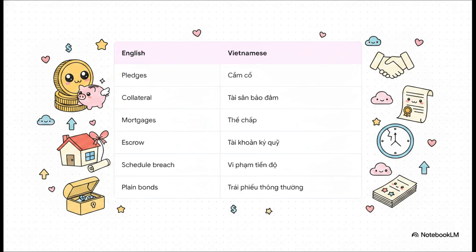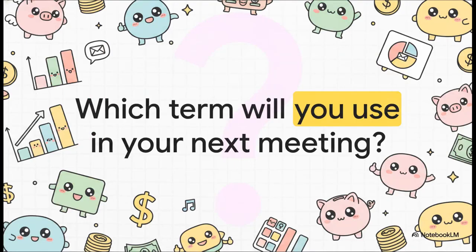We have the English terms for assets and guarantees, pledges, collateral, mortgages, escrow, schedule breach, and plain bonds, paired with their Vietnamese equivalents. Nailing these down gives you incredible confidence when discussing contracts and security. Wow, so we have covered 16 incredibly powerful business terms today, breaking them down step by step with clear English definitions.